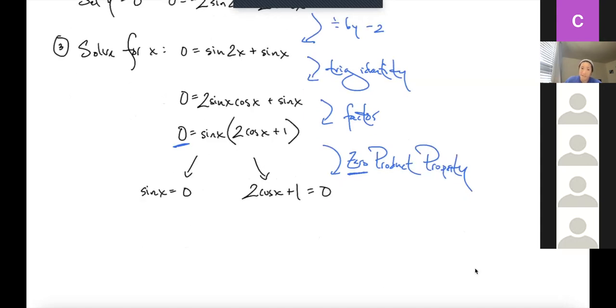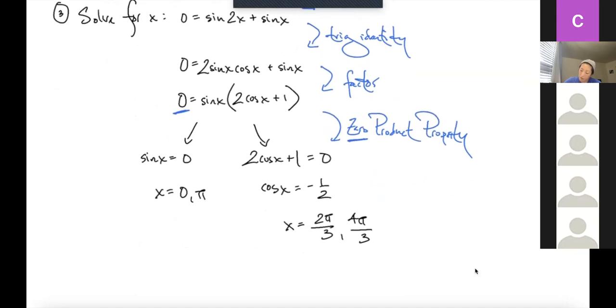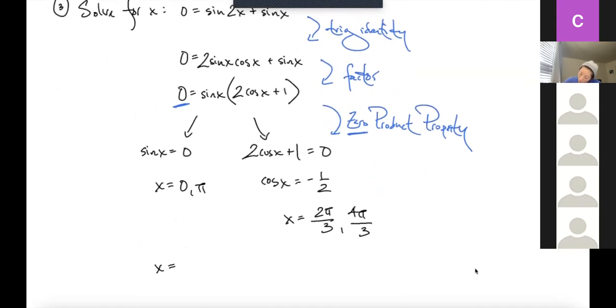All right. Well, let's see how much trig we remember. Got to find our unit circle values. We should get x equals 0 and pi on this side. And this becomes cosine x equals -1/2, or x equals 2 pi over 3, yeah, 2 pi over 3 and 4 pi over 3. And so all together, we'll have 4 answers: 0, 2 pi over 3, pi, and 4 pi over 3.